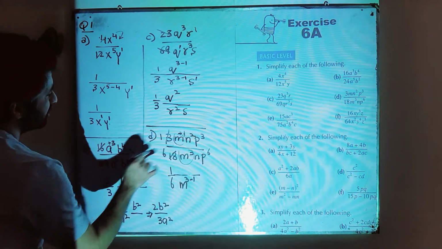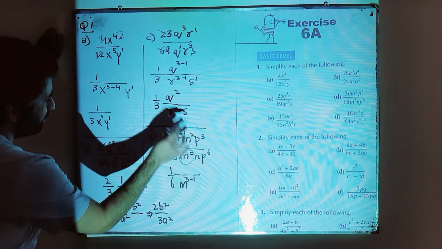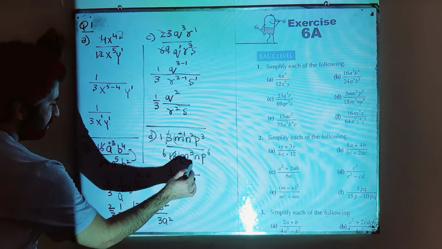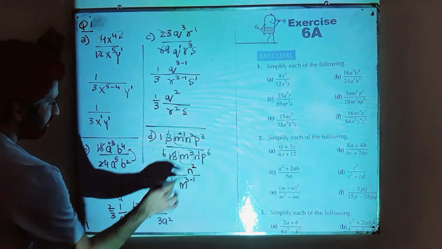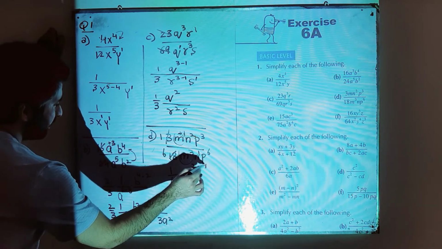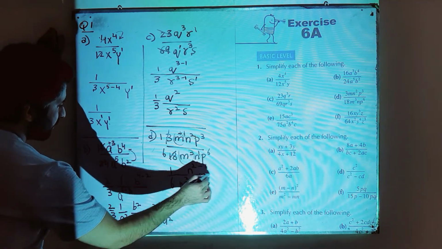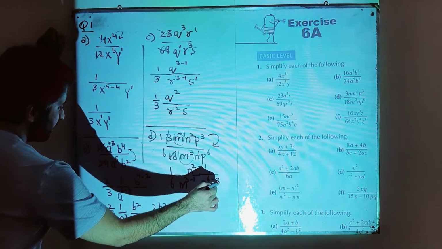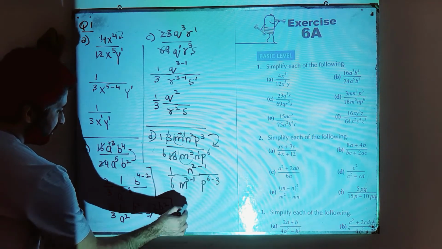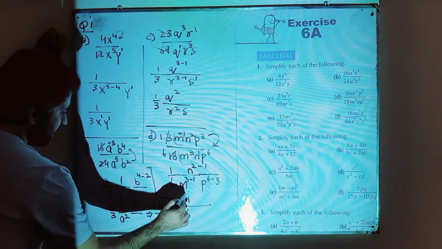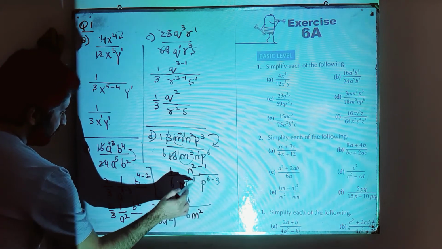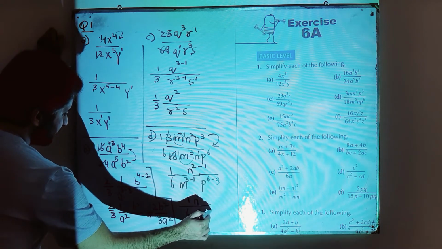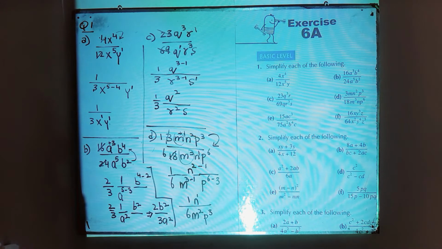Basically, we change the signs of power when you shift in the denominator or from denominator to numerator. What about n? We have n power 2 in the numerator and n power 1 in the denominator. From denominator, move this in the numerator, it will be 2 minus 1. And what about p? This is p3, this is p6. Move this 3 in the denominator, it will become 6 minus 3. So what next? It is 1 by 6. m 3 minus 1 is 2. N power is 2 minus 1, 1. And p power is 6 minus 3, that is 3. Okay, this is up to part number D.